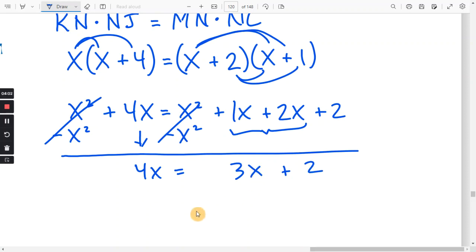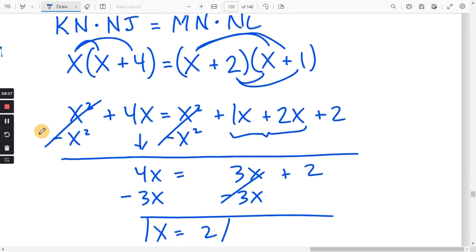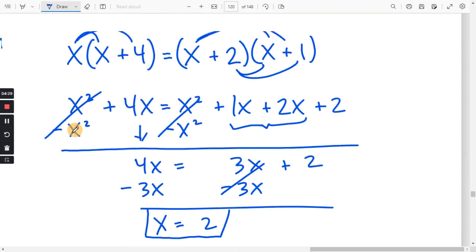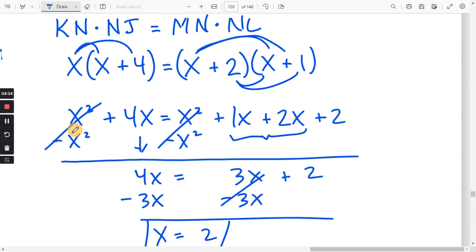Solving for X, we want to get the X's on one side. So the opposite of positive 3X is negative 3X. Do that to both sides. 4 minus 3 is 1, and we still have the X. 1X is just X. 3 minus 3 is gone. Bring down the 2. That's it. Luckily the X squared dropped out, so we didn't have to have a quadratic or a factor.